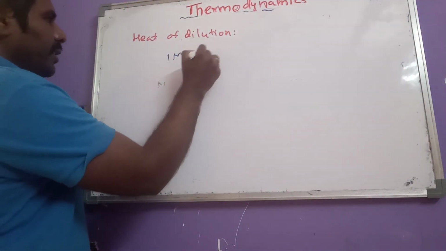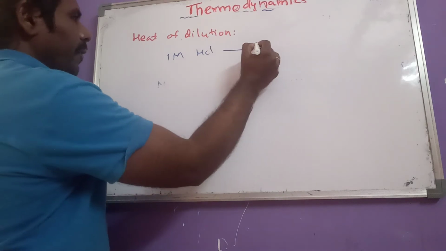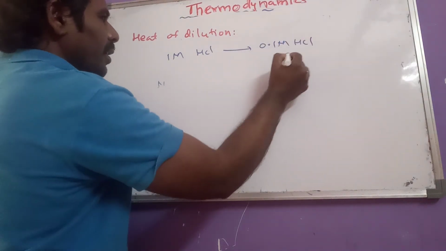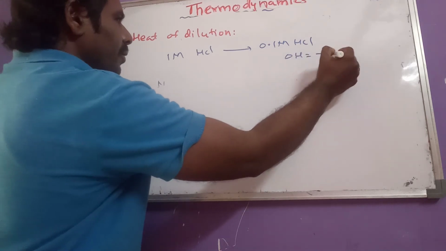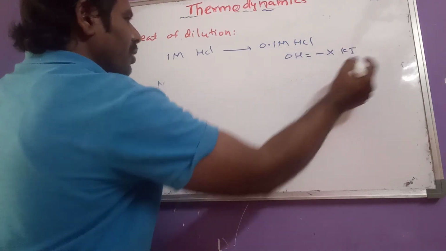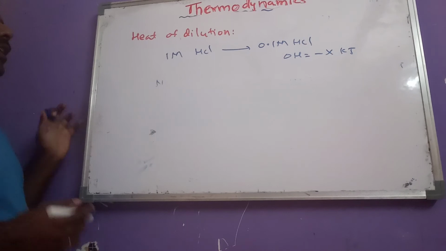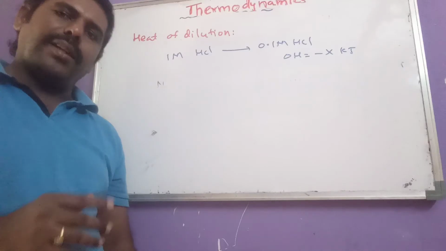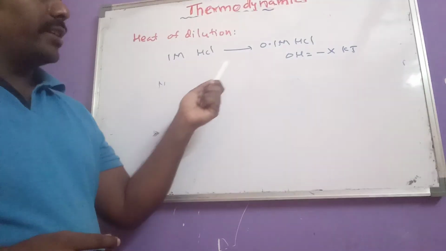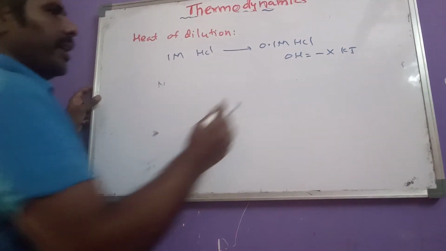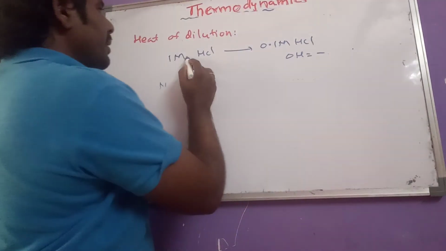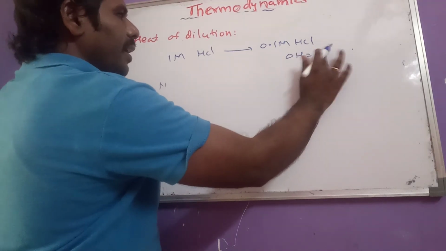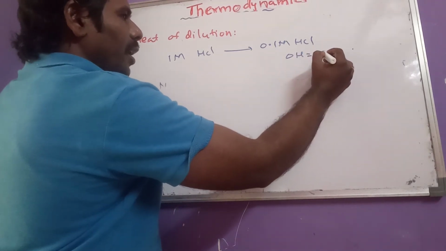So now let us go for one example here. 1 m HCl solution when diluted to 0.1 m HCl, for example, if the delta H value is minus X kilojoule, now this heat energy change is known as heat of dilution. Now, what are the questions regarding this? See here. So, when 1 m HCl goes to 0.1 m HCl, the delta H value is how much?